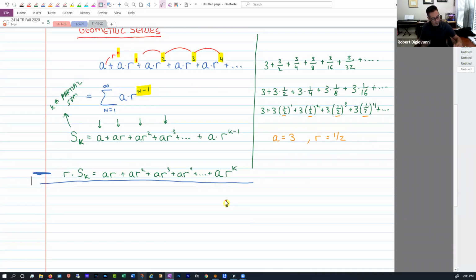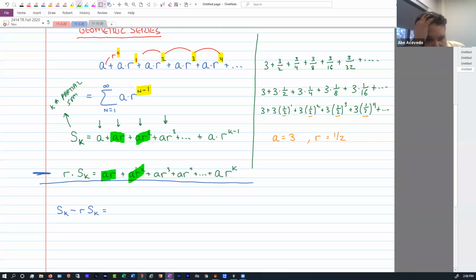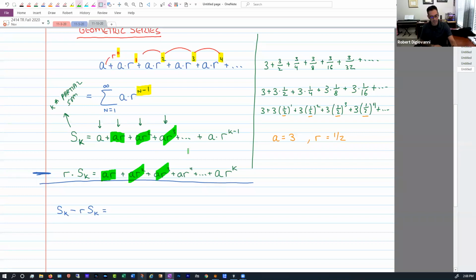In other words, this is what I want you to do: S sub k, take away r times S sub k. And let's see what would happen. Do you see that when you subtract, certain things are going to cancel? Like that ar, when we take this ar away, they cancel. And this one and this one cancel. This one and this one cancel.